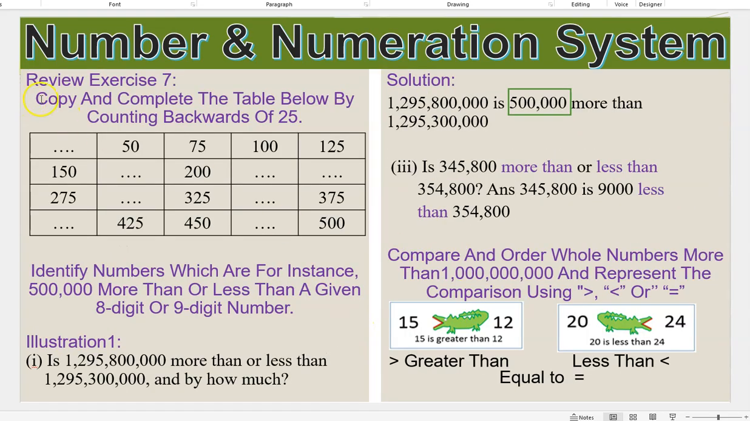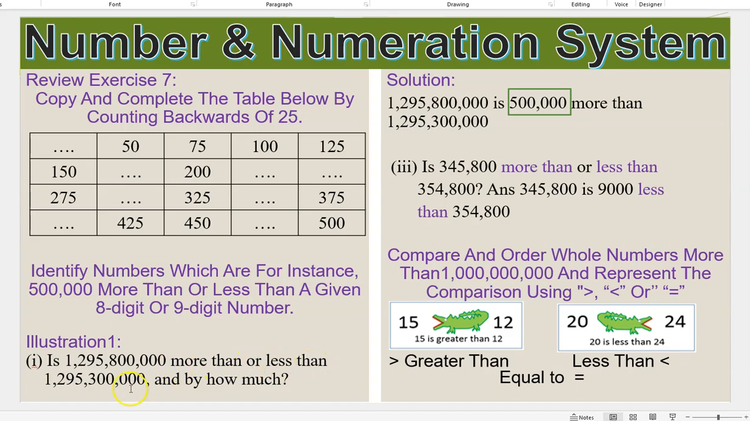Review exercise 7. Copy and complete the table below by counting backwards by 25. So you fill in the blank spaces. Next, we move to identify numbers which are, for instance, 500,000 more than or less than a given 8-digit or 9-digit number. Illustration 1.